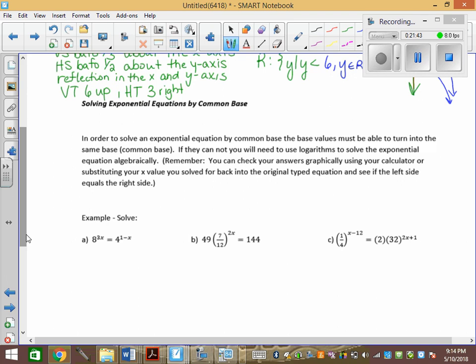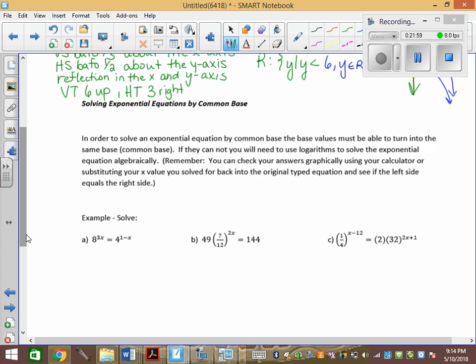Remember, you can check your answers graphically using your calculator or substituting your x values you solved for back into the original typed equation and see if the left side equals the right side. You should walk away from these questions on your diploma knowing if you got them completely correct or not, just due to the fact that you can check them.